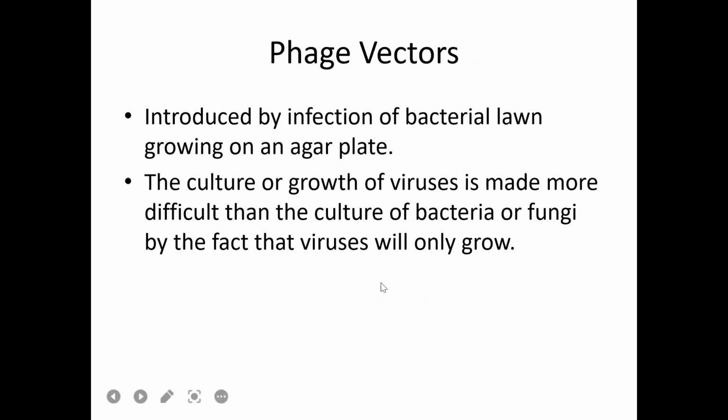Next, phage vectors. So what are these phage vectors? Introduced by infection of bacterial lawn growing on an agar plate. So it is an infection. Then the culture or growth of virus. Once you introduce it in the culture, that organism, meaning the virus, will only grow in the culture.